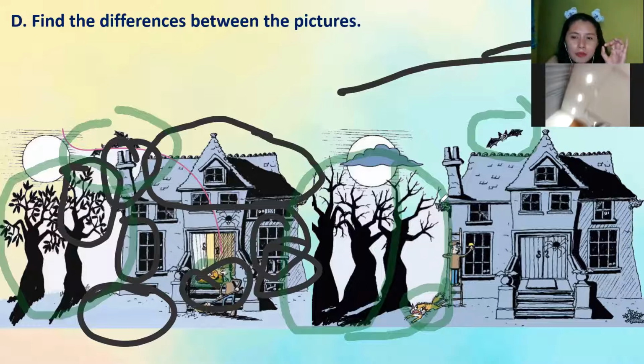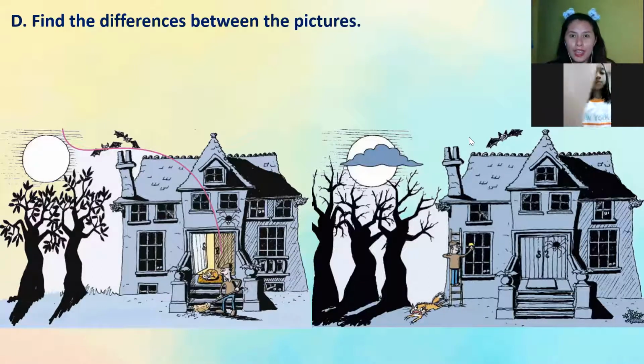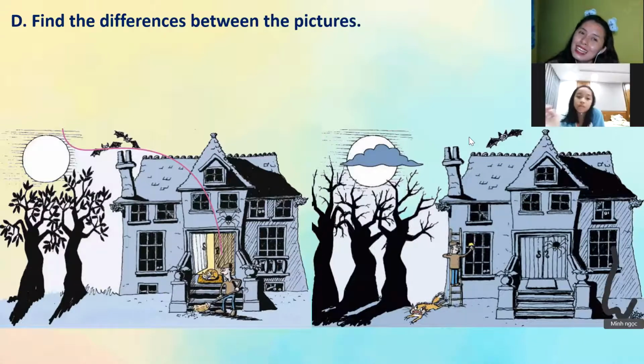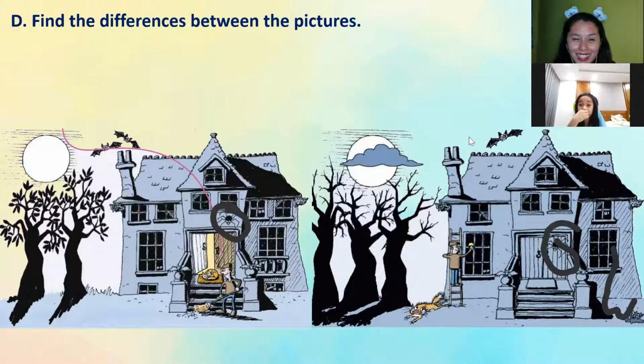How about the spider? Can you see the spider in the first picture? Where is the spider? Teacher cannot really see that one. Where is the spider? Okay. Yeah, can you see that? Try to encircle the spider in picture A. Can you see it? The spider. Yes. How about in the other side? Can you also see the white eyes in the window?